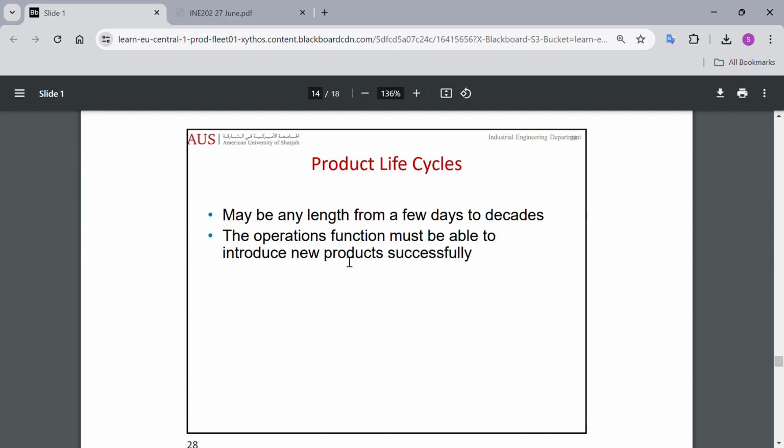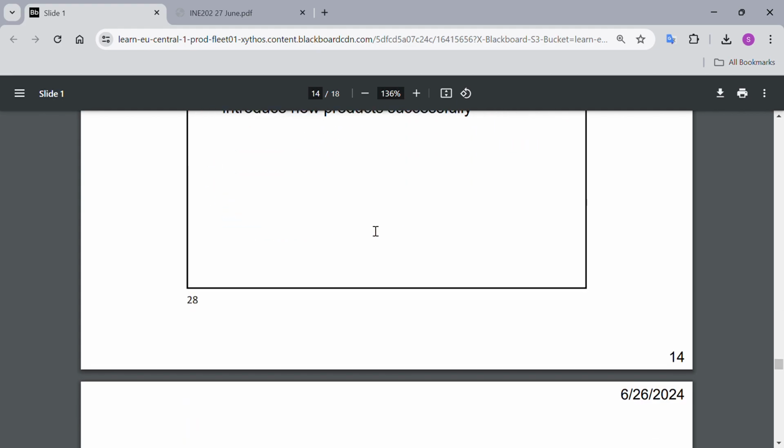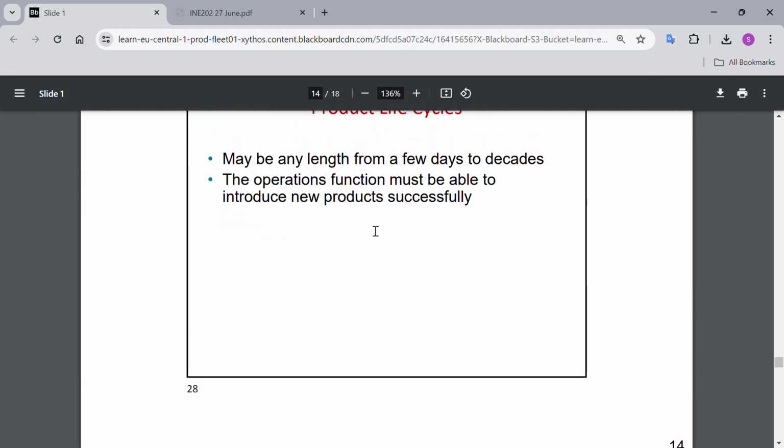For example, cars. I was born with cars. I was born also with laptops. So these are products that last for decades, and there are products that last for a few days, like trendy fashion clothes and stuff like that. These last for very short periods, so the operation function must be able to introduce new products usually. And if you don't introduce new products, then you're going to be left behind.